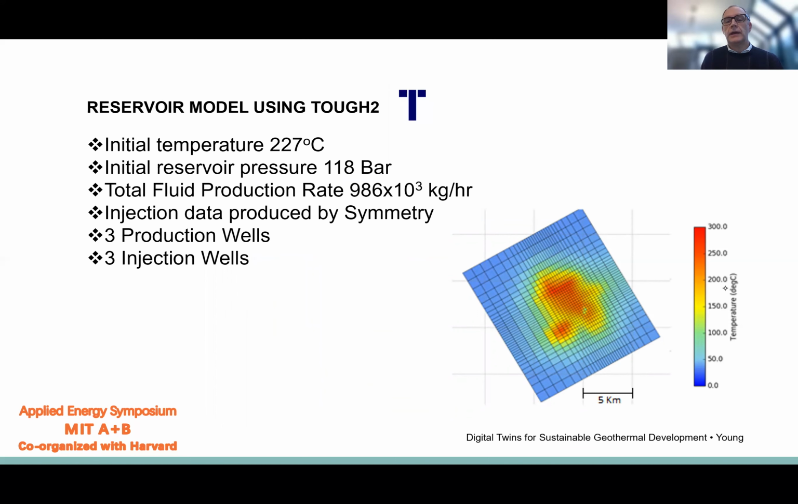As mentioned before, the reservoir model was developed in TOUGH2, and this communicated with the SYMMETRY model of the process. These were the conditions shown here. We had 3 production wells and 3 injection wells, and a relatively well-studied field.